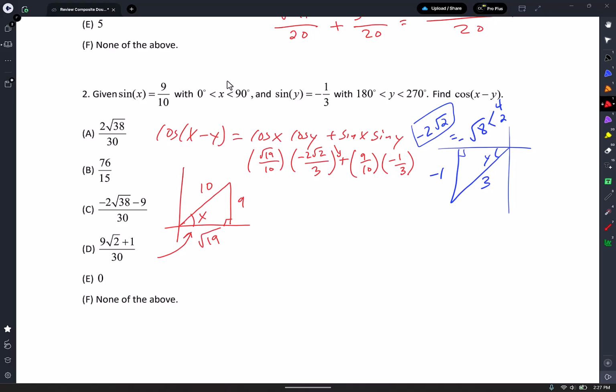Positive times the negative. Heck yeah, it's a negative. Negative 2 square root of, let's see, double 19, so it's 38 over 30. Positive times the negative. So 9 times 1 is again a 9 over 30. Since my denominators are both the same, negative 2 square root of 38 minus 9 all over 30.